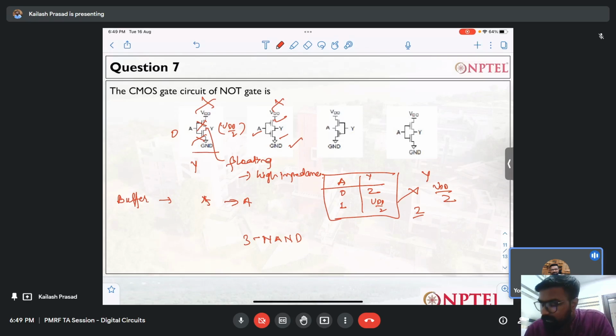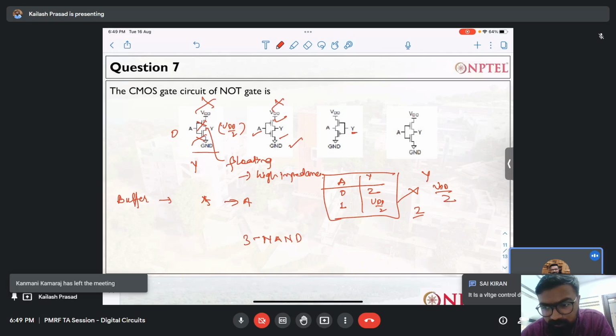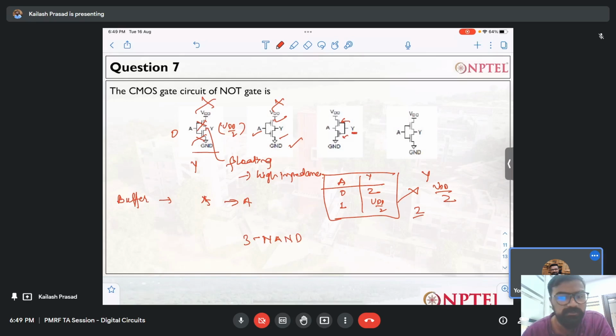Okay, so let me explain what Sai Kiran wants to say. The thing is, Y is connected here. It is a voltage control device, so voltage needs to be provided. Let's see, Y is connected to the gate of both the transistors.